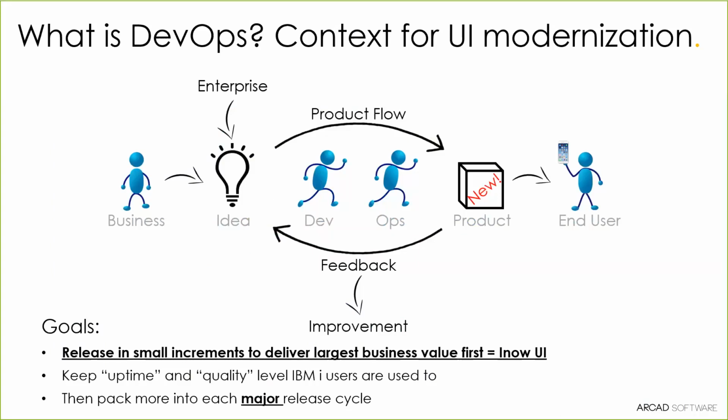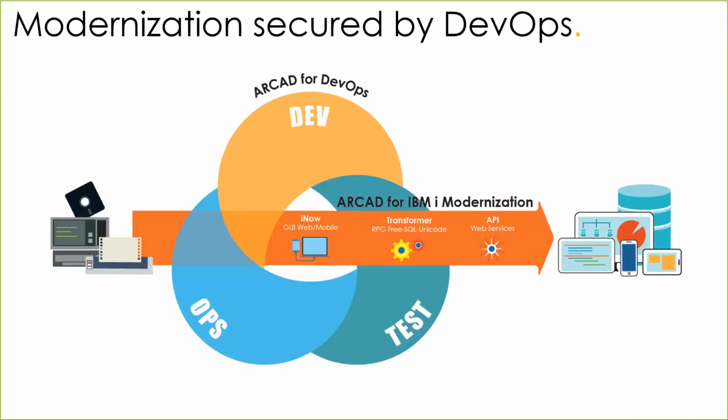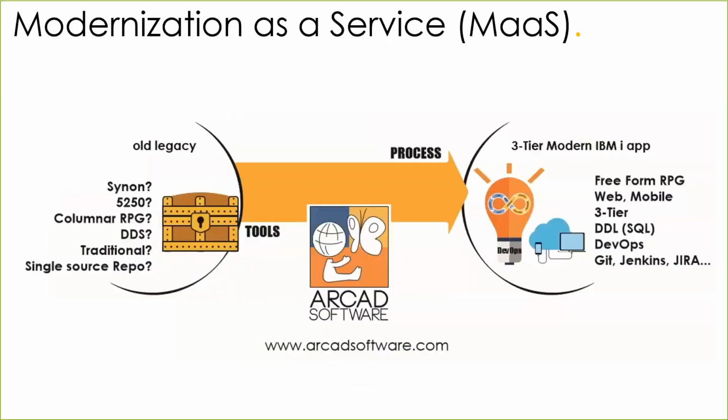You're used to that high uptime and quality, and again, what Torsten and Ray are going to be talking you through is a way to make sure you keep that high level of quality your users are expecting and used to. So it's about taking you from this old world of the 5250 screens through the cycle using iNow, which is the focus of today, whilst adding the dev, test, and ops to get you to that new shiny version of your application, which is going to delight your users.